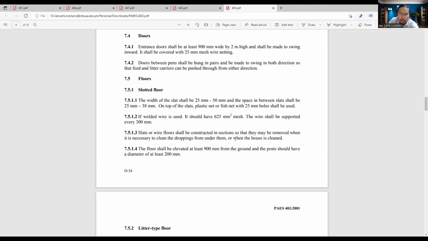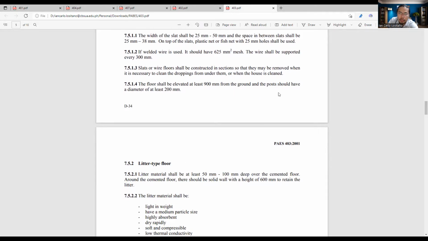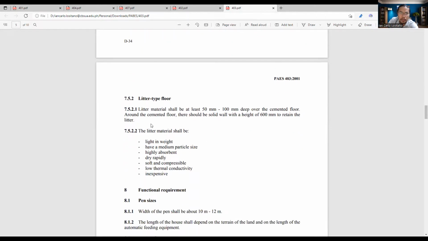The slats or wire floors shall be constructed in sections so that they may be removed when it is necessary to clean the droppings from under them, or when the house is cleaned, and the floor shall be elevated at least 900 millimeters from the ground. The posts, which is recommendatory, should have a diameter of at least 200 millimeters. Litter material, again, I'm just reiterating that this is from one growing cycle to another, but still part of the parametric considerations in the live loads of the building.